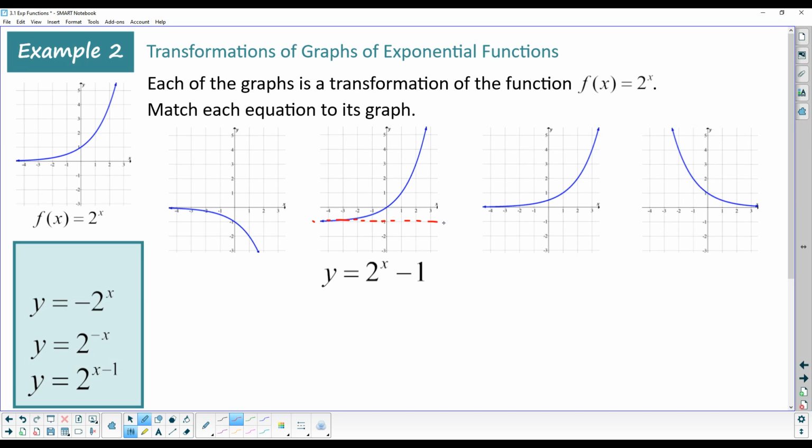Okay, so if we have a negative in front, like think about if there's a negative in front of a parabola, what does it do? Yeah, reflects it vertically. So which one of those is reflected vertically? The first one.